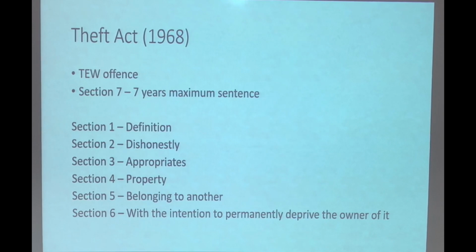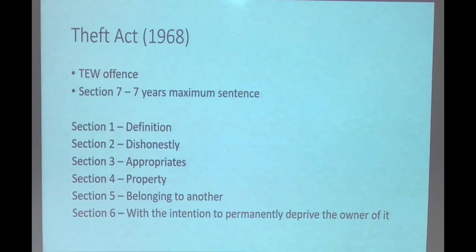We're going to be looking at the Theft Act 1968, which covers theft and it's a trial by either way offence. And according to section 7, the maximum sentence is 7 years in prison. The definition is found in section 1 of the Theft Act and it sets out really clearly the definition as dishonestly appropriates property belonging to another with the intention to permanently deprive the owner of it. And you can see there the section numbers.